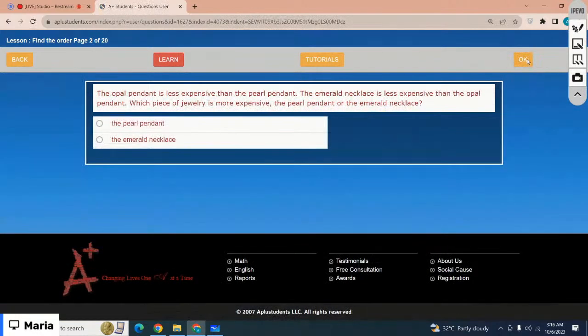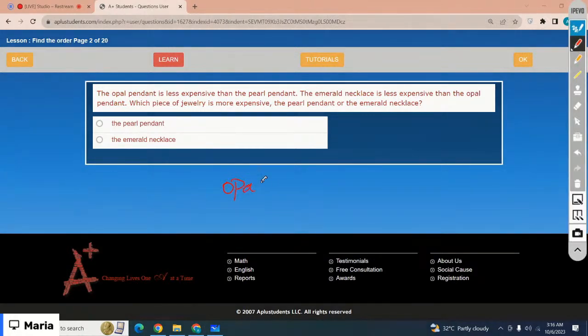Okay, the next one is the opal pendant is less expensive than the pearl. So opal is less expensive and pearl is more expensive. The emerald necklace is less expensive than the opal. Here is opal, and the emerald necklace is even less expensive than opal.